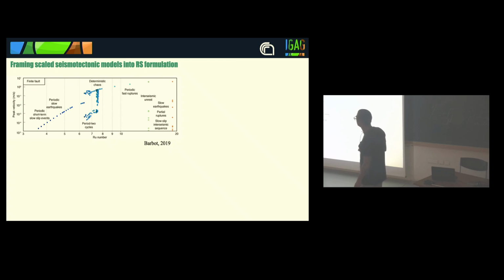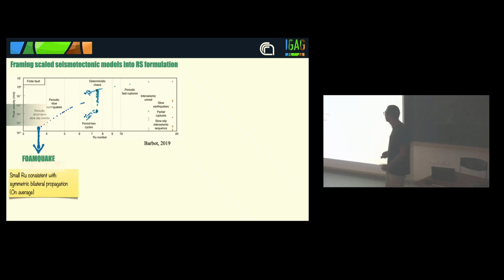We have periodic short-term slow slip events when the Ruina number is very small. The peak velocity is increasing, and then we find this period doubling behavior and the transition to chaos before reaching periodic fast regular earthquakes, let's say. So according to what I found so far, analog experiments have this range of velocity, 10 to the minus 2, 10 to the minus 4, and Ruina number smaller than 4. So I thought, okay, they fit this part of the graph.